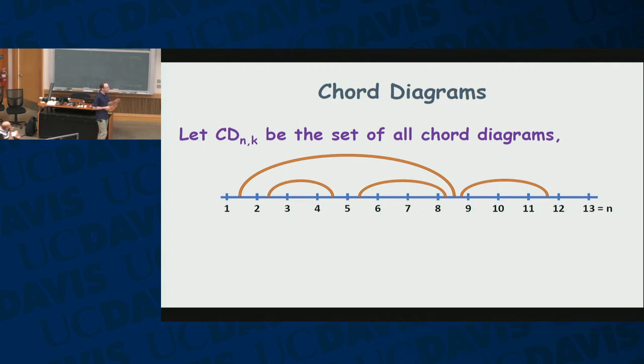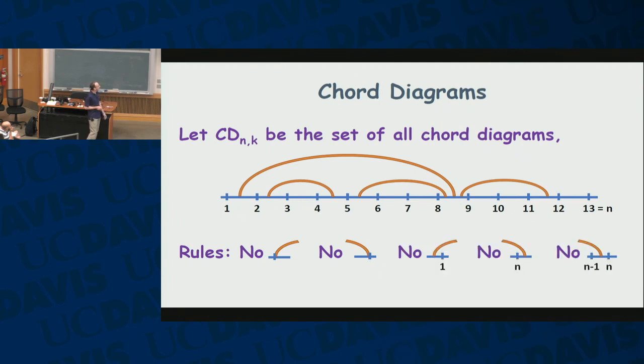And there are certain rules that we want to follow. So first of all, we don't allow any code to start exactly on a marker or to end exactly on a marker. We don't want any code to start before 1 or to end after n or to end between n minus 1 and n. So n should be actually isolated in this diagram.